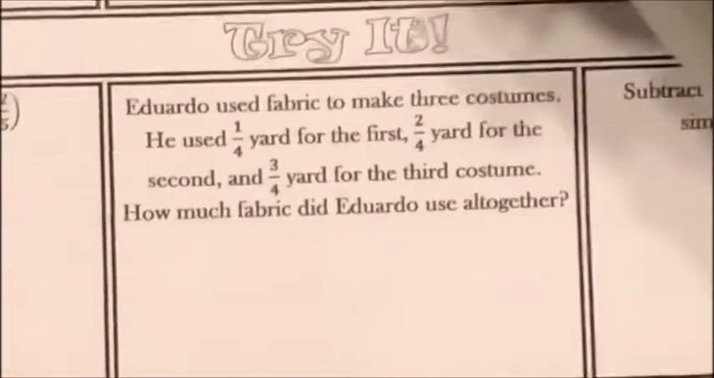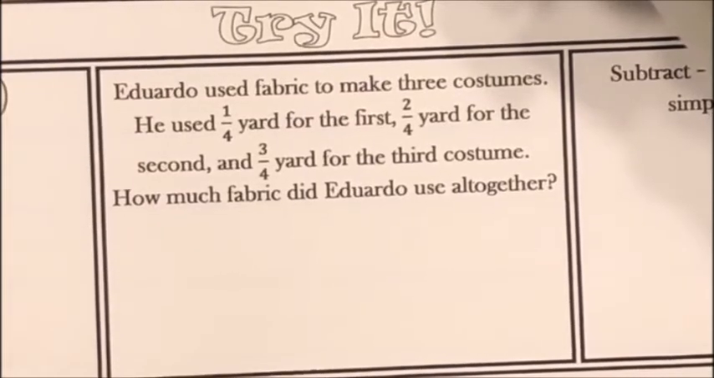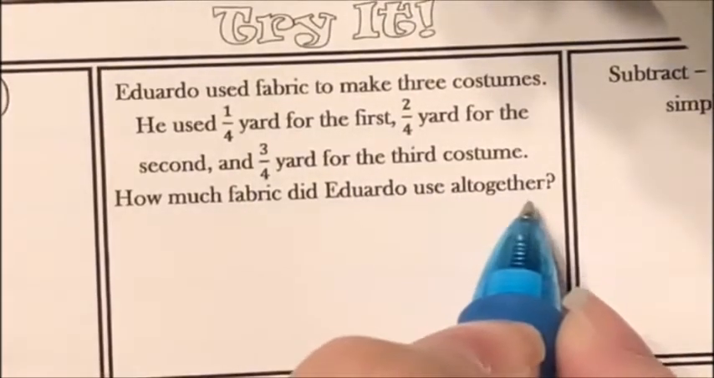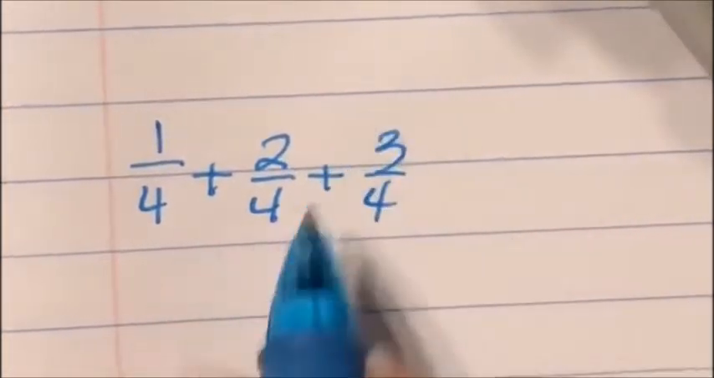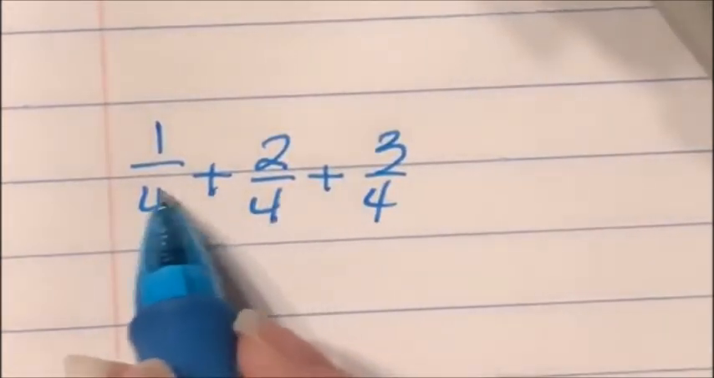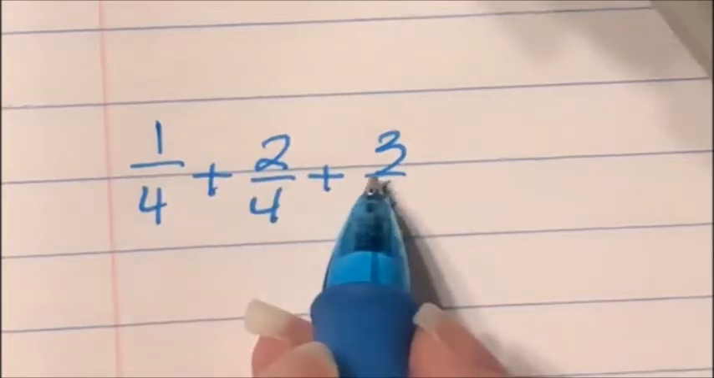Okay. The second try it problem says Eduardo used fabric to make 3 costumes. He used 1/4 yard for the first, 2/4 yards for the second, and 3/4 yards for the third costume. How much fabric did Eduardo use altogether? So altogether is a key word. Means I'm going to add them. So I have 1/4 for the first costume, 2/4 for the second, 3/4 for the third. I just add my numerators together. 1 plus 2 is 3. 3 plus 3 is 6.